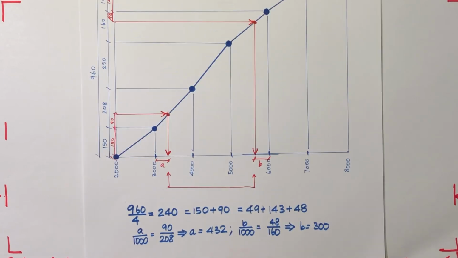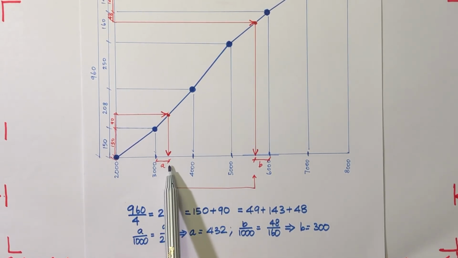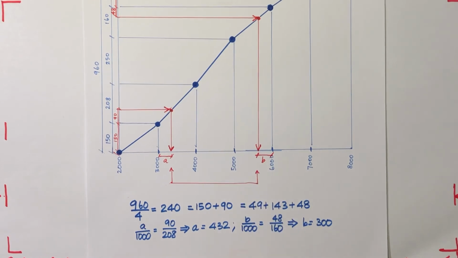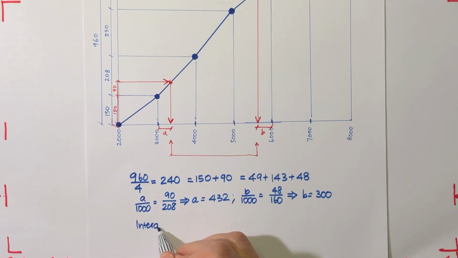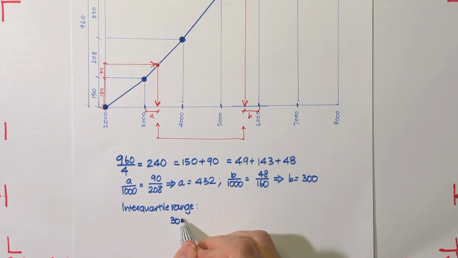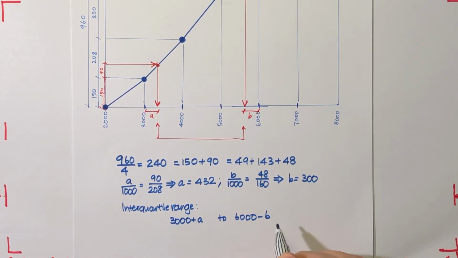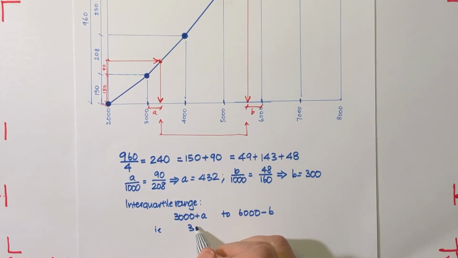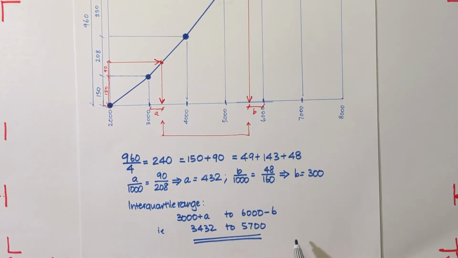So the interquartile range would just be from 3,000 plus A, which is that point, to 6,000 minus B. So the interquartile range is from 3,000 plus A to 6,000 minus B, i.e. 3,432 to 5,700. And that's the answer for question 23. These values are in ringgit, of course.